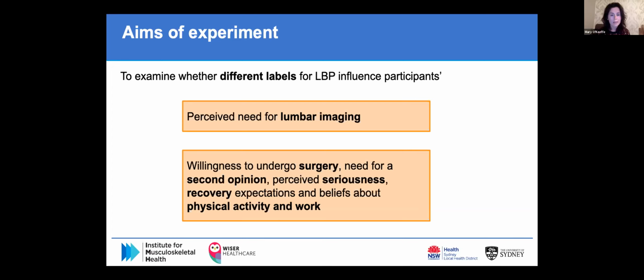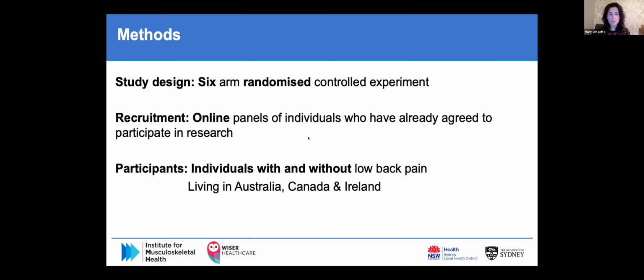So we looked at six labels, which I'll talk about in a moment, so six words that were used. And we included up to almost 1,500 people from Australia, Canada, and Ireland. And they were all recruited online and did this trial online. And we had people with and without low back pain, because we wanted people with persistent low back pain, acute low back pain, and people that didn't have back pain at all. And that was actually a really hard part of the trial, was trying to find people that never had an episode of back pain. That was almost a finding in itself. It took a really long time.